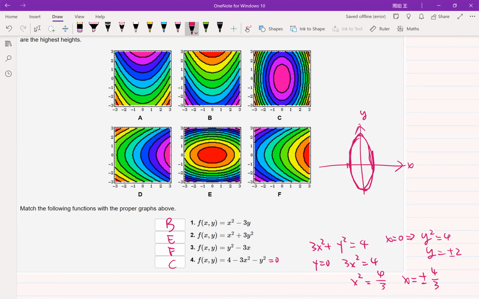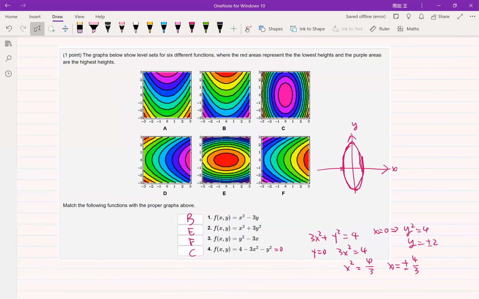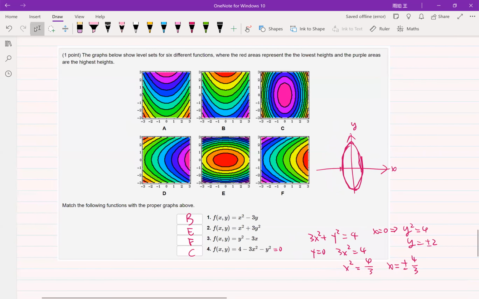So that is how we solve WebWork 3 question number 12. If you have any other questions, you can post on Piazza or come to the office hour to get some clarifications.